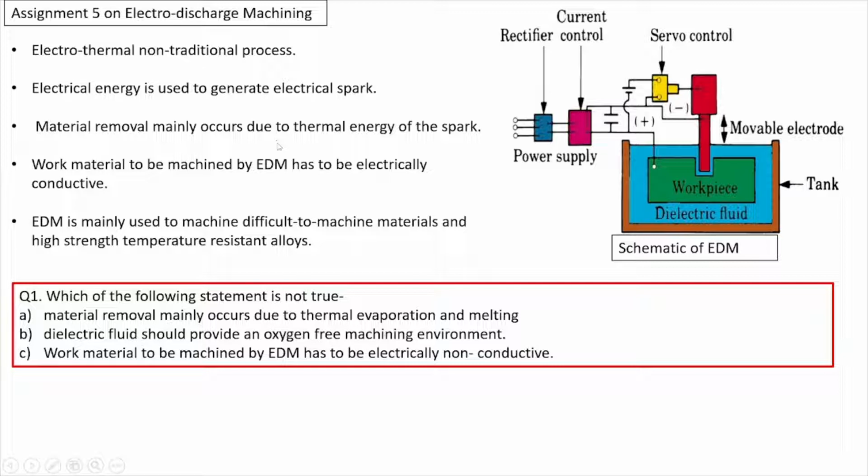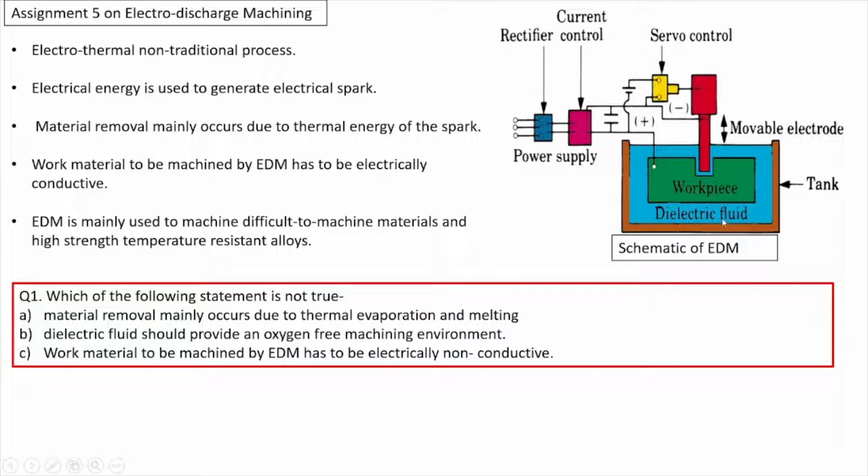Those electrons will be accelerated towards the job through the dielectric medium, which you can see in the figure. It can be kerosene, deionized water, or some other base solution. After emission, the electrons gain velocity and energy and start moving towards the job. There would be some collisions between the electrons and the dielectric molecules present in the dielectric fluid.